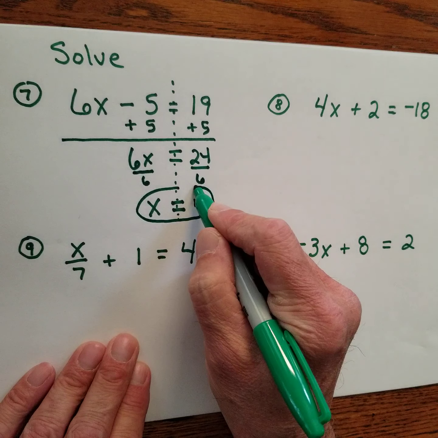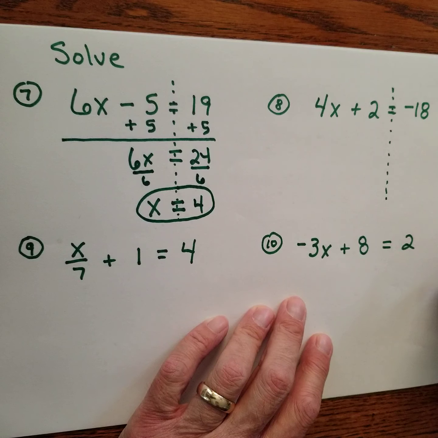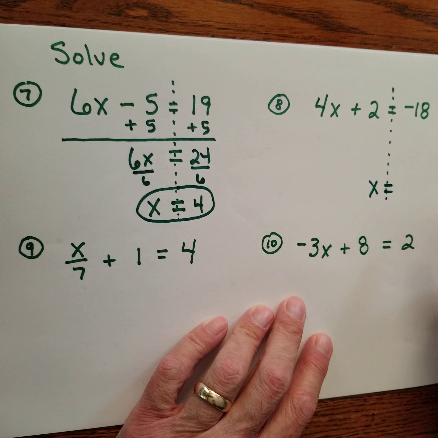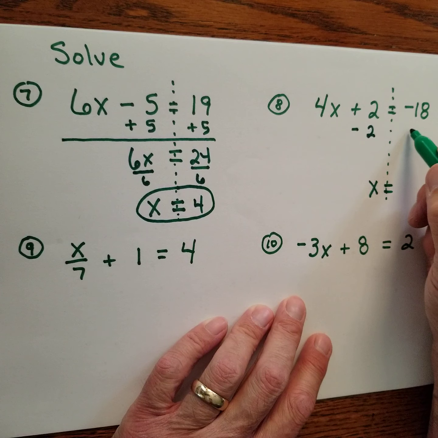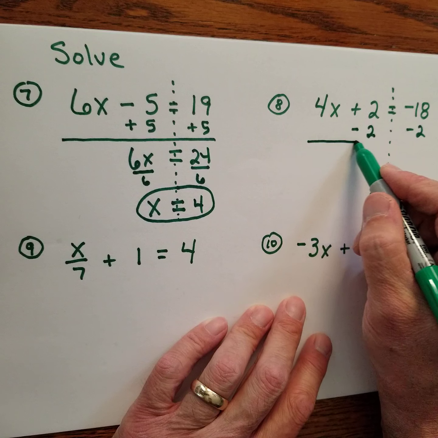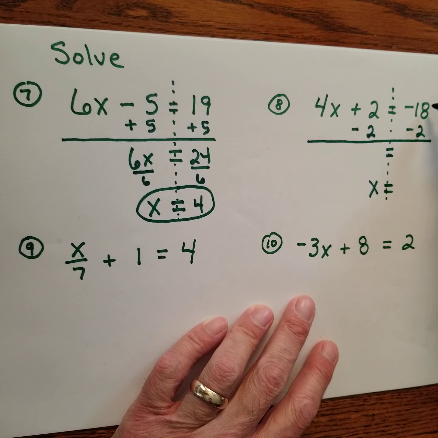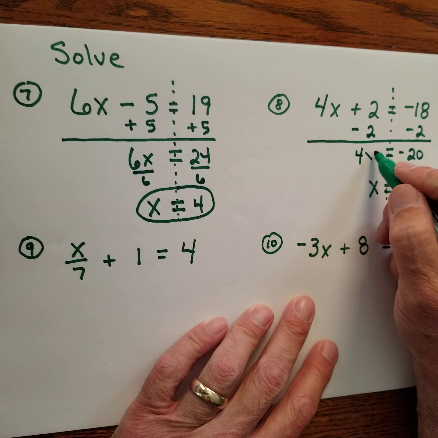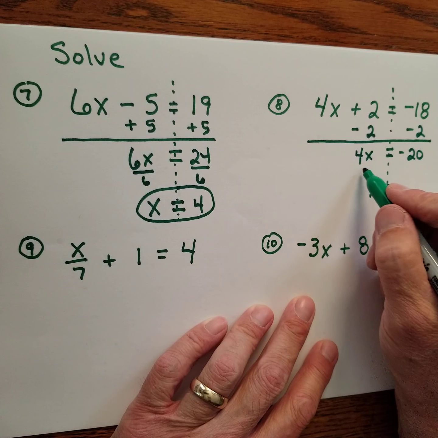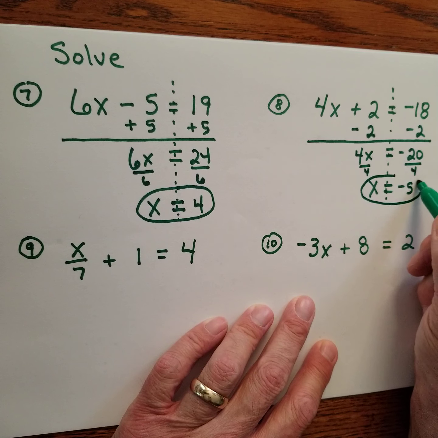That looks great. Here comes number 8. Here's my fence. We're looking to get x by itself. Get rid of that 2. The inverse of addition is subtraction. Subtract 2 from both sides. Now when I'm combining numbers with the same sign, I add them and keep the sign. Finish this off by dividing by 4. And a negative divided by a positive is a negative. I like -5 for number 8.